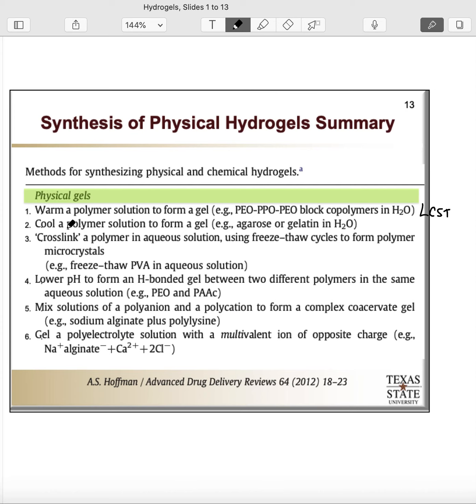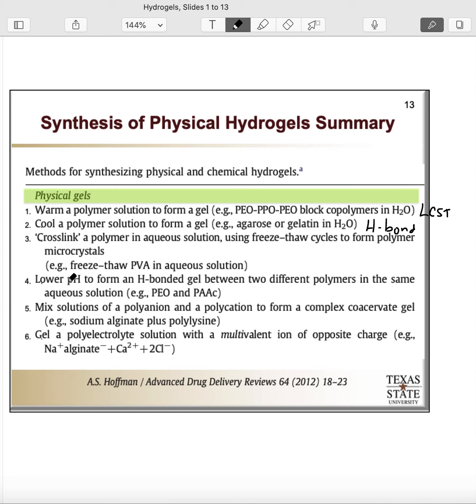Number two is to cool a polymer solution to form a gel. In this particular case, we're basically talking about forming hydrogels that are cross-linked through hydrogen bonding. Hydrogen bonding could be something like a polyvinyl alcohol gel, or an agarose gel, or a gelatin gel, or even a gel that is cross-linked through DNA-DNA interactions. Number three is to cross-link a polymer in aqueous solution using freeze-thaw cycles to form polymer microcrystals. And an example of that was the freeze-thaw method for polyvinyl alcohol, which led to the formation of microcrystallites.